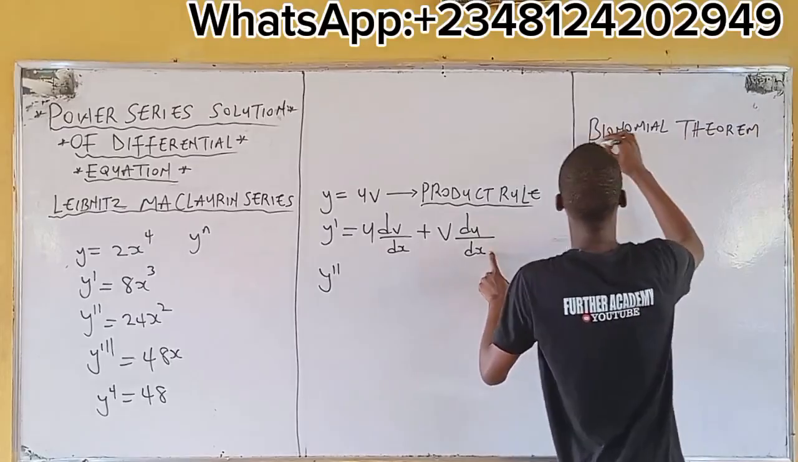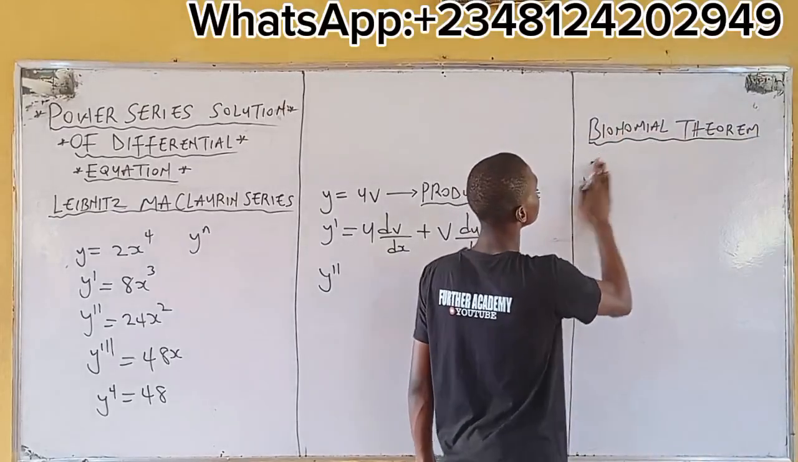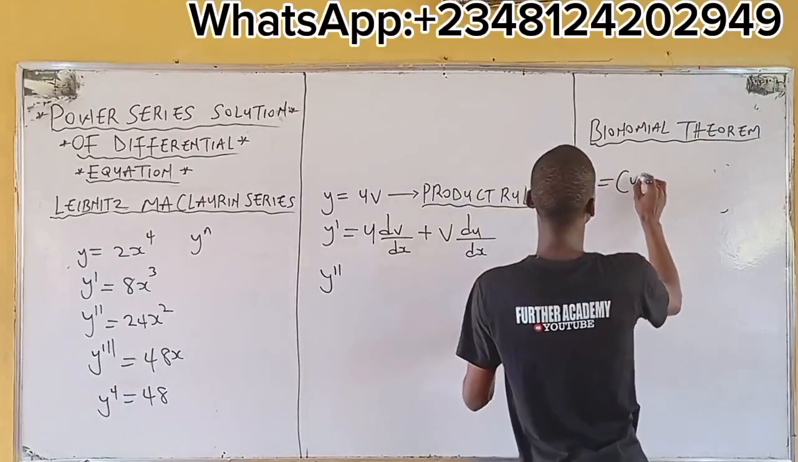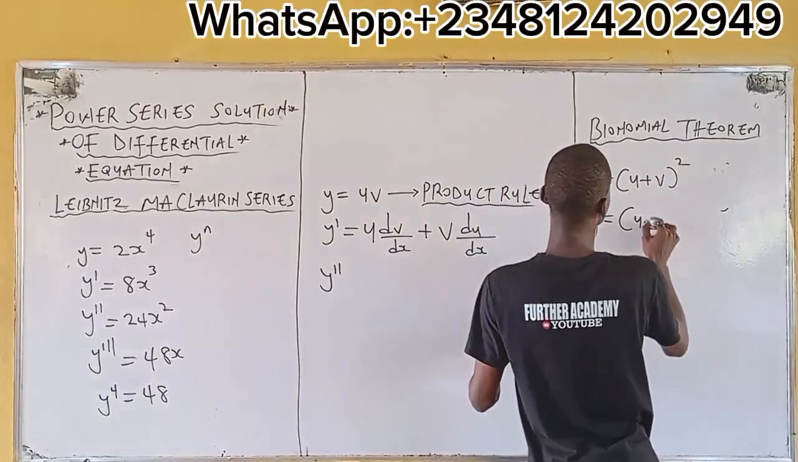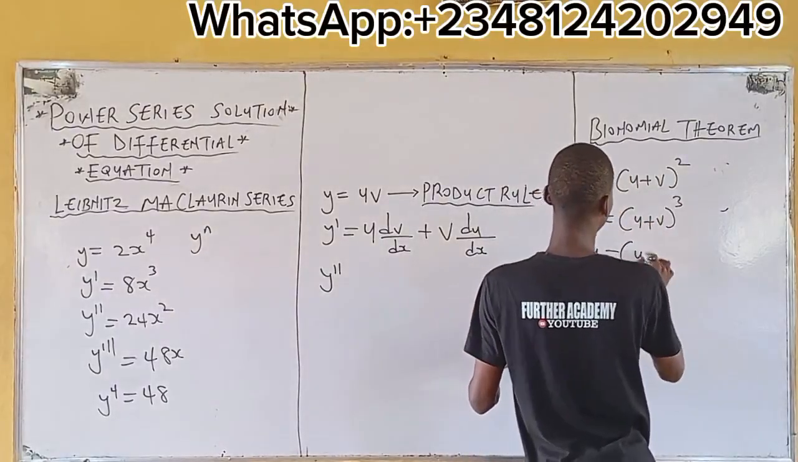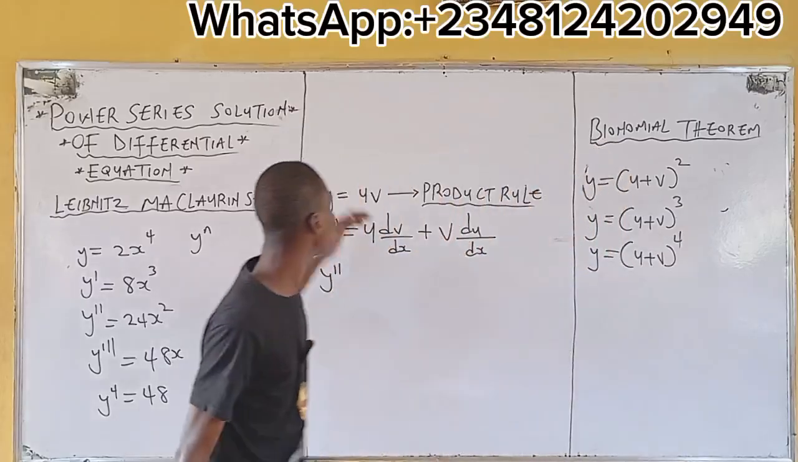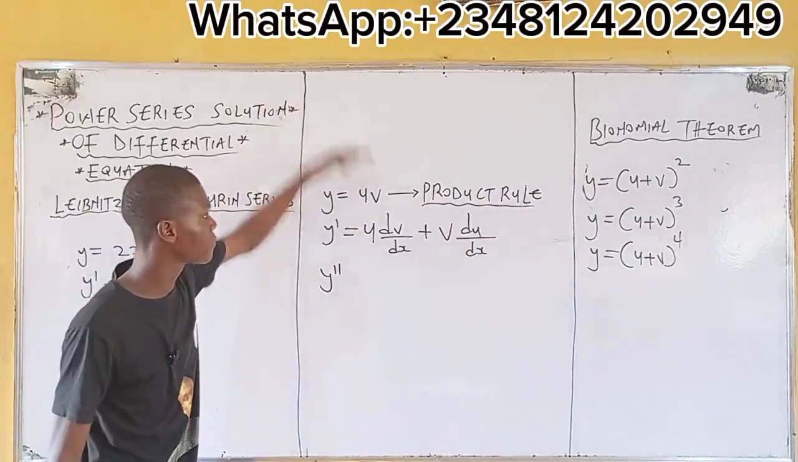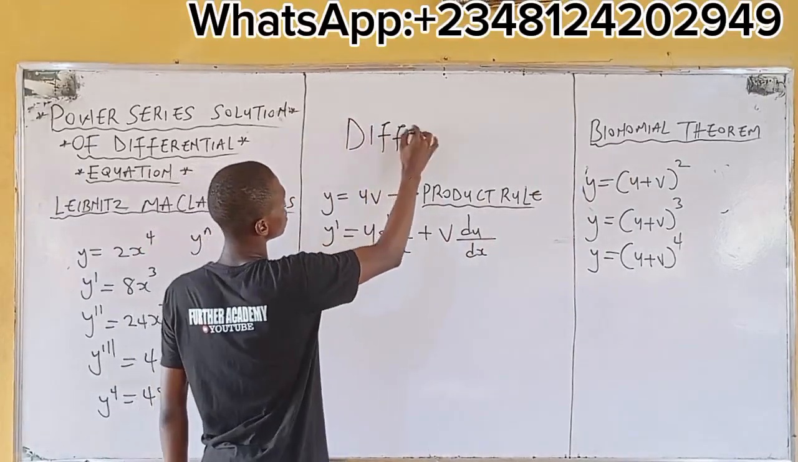By binomial theorem, say we have y equals u plus v all squared, and say we have y equals u plus v all cubed, and the last one, let's say we have y equals u plus v all raised to power 4, right? And we have this. Say this is differentiation.